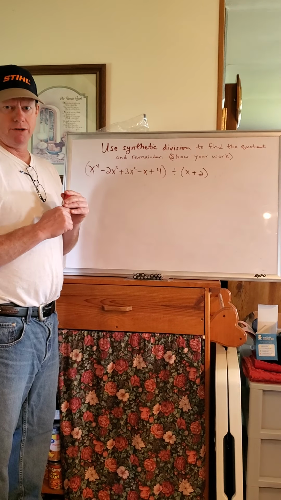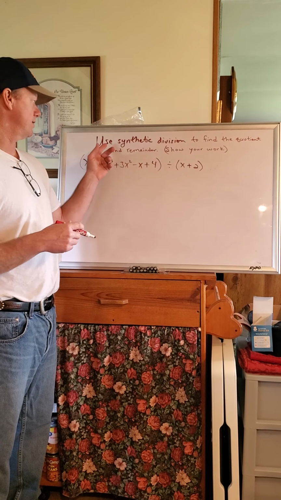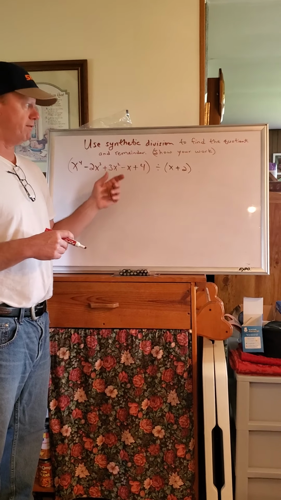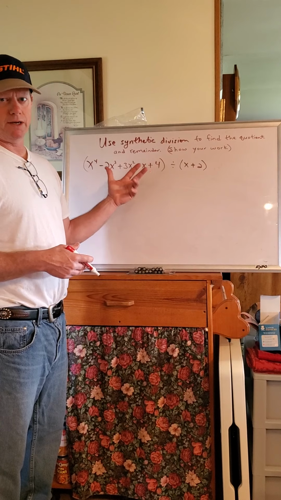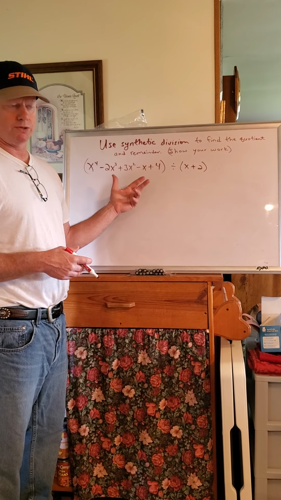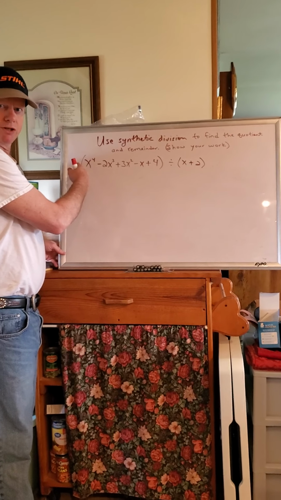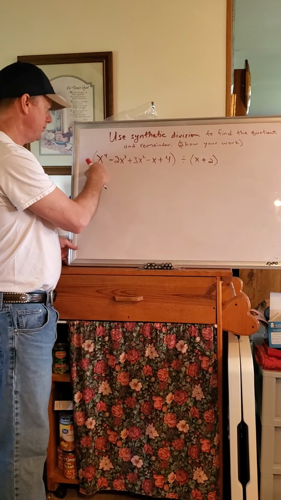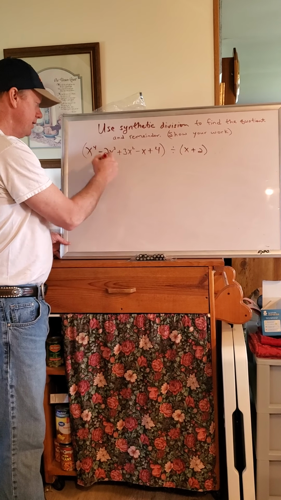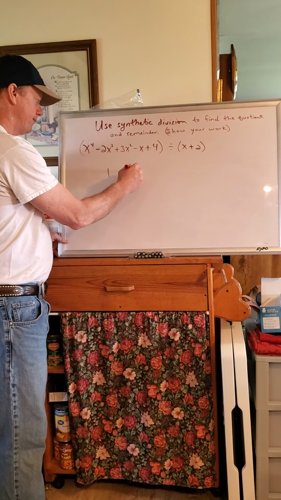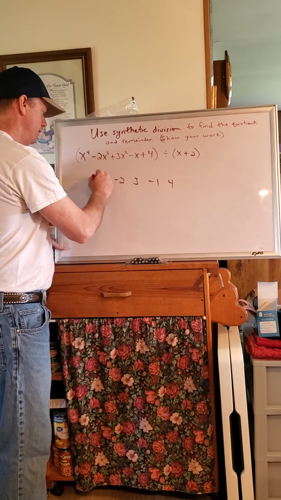Whenever you do synthetic division, you're just messing with the coefficients to get your answer. It says use synthetic division to find the quotient and remainder. Quotient is the answer to a division problem. So here's how we're going to get the quotient to this problem. We're just messing with the coefficients and the numbers, not the variables. So the number in front of the x to the fourth is 1, -2, 3, -1, and 4.